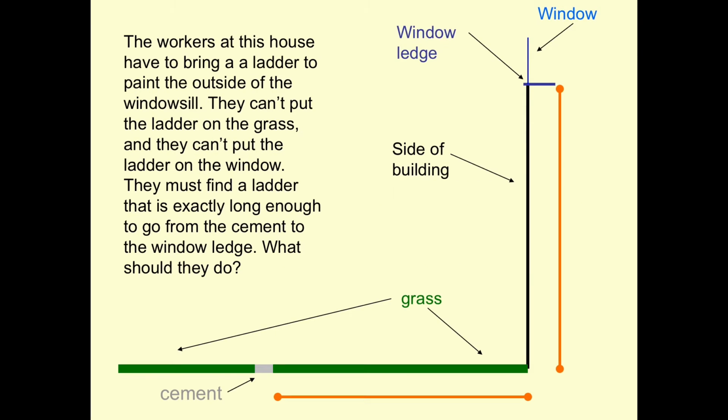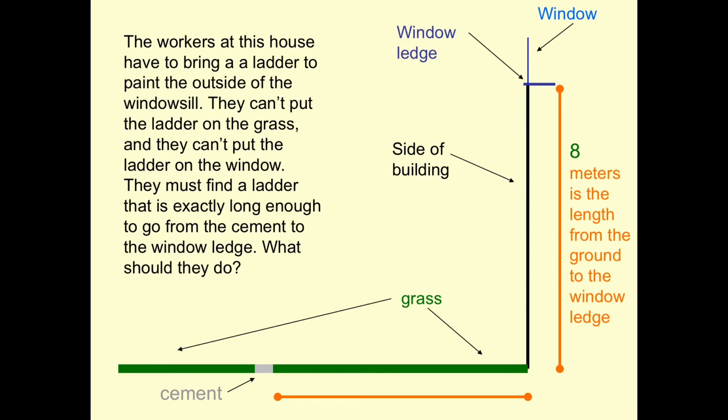Here is our first example of a real life situation. The workers at this house have to bring a ladder to paint the outside of the windowsill. They can't put the ladder on the grass, and they can't put the ladder on the window. They must find a ladder that's exactly long enough to go from the cement to the window ledge. So here's the information you're going to need.